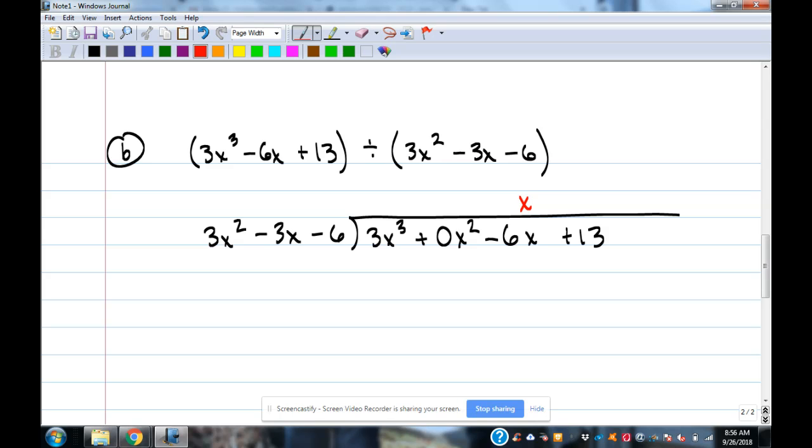Okay? So now what do we do with this x here? Distribute it to everything in the divisor in the front. So x times 3x squared, 3x cubed, x times negative 3x, negative 3x squared, x times negative 6, negative 6x. Parentheses, subtract.